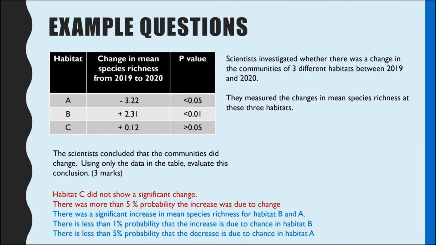So for those 3 marks, they'd be wanting you to point out the fact that the top 2 were significant changes. One's an increase, one's a decrease. The bottom one was not significant. And then there would always be a mark for talking about the p-value, so you're showing that you know what a p-value is. So a p-value is the probability that the result is due to chance, and less than or equal to 0.05 is our cutoff to say that it is significant or not.